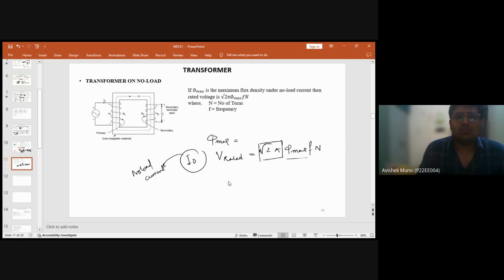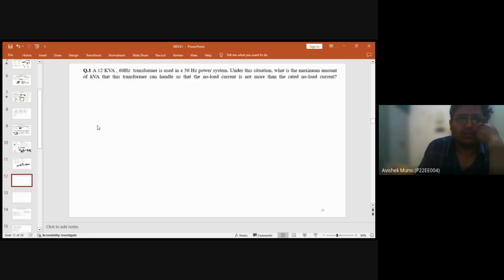So this is the formula. I have to know that in case of a no load, what will be the maximum flux. It can be asked in the assignment. Okay, so in this week's assignment, I hope a problem is coming on this formula. So I'm giving a problem this way.